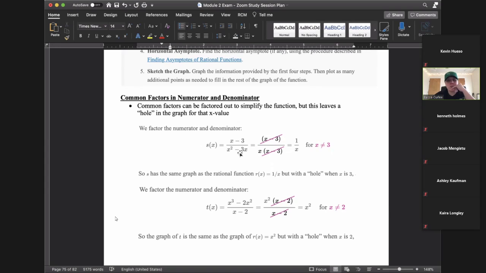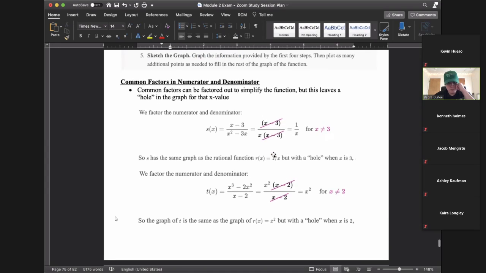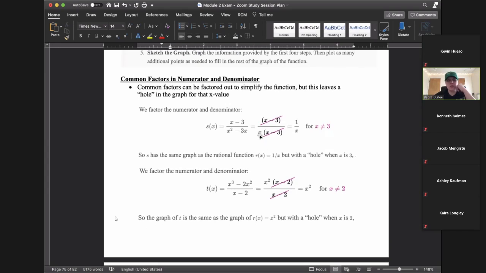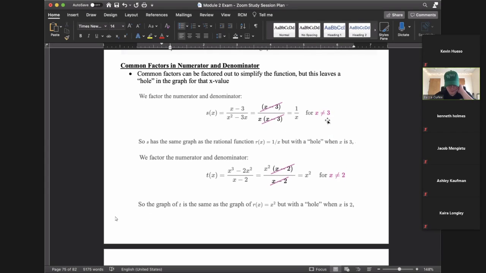This one can't be factored, but the bottom one can. We can factor out an x. So then we've got x times x minus 3, and then we cancel out x minus 3 in the numerator and the denominator. So then we're left with 1 over x, but x cannot equal 3 now, because that's a 0 of whatever we canceled out. So if you're canceling out common factors in the numerator and the denominator, your graph is going to have a hole at whatever 0 that you canceled out.